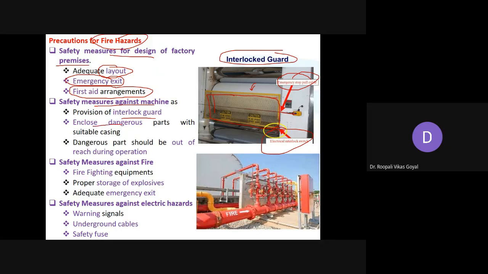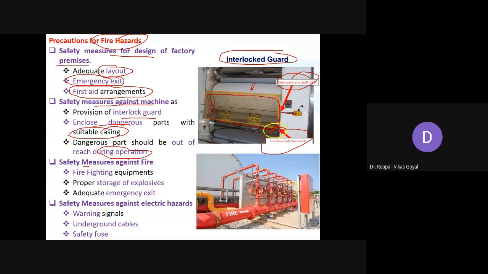Then enclose the dangerous part with suitable casing. If you know that some parts of the machines are very dangerous, then you should try to enclose them. The dangerous part should be out of reach during operation. No one should reach that particular dangerous part, because it may result in industrial accidents.